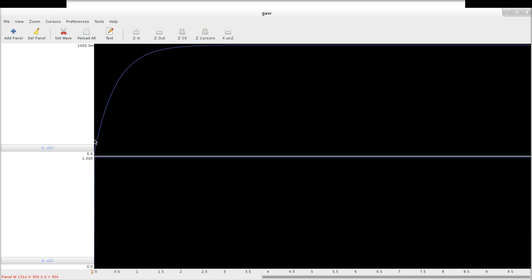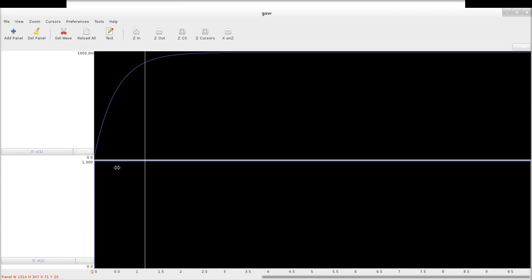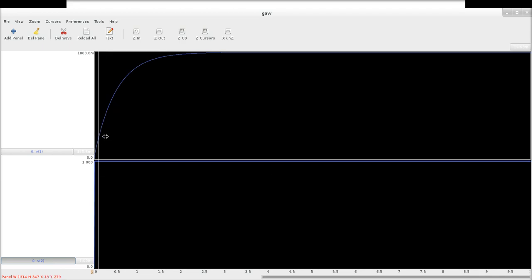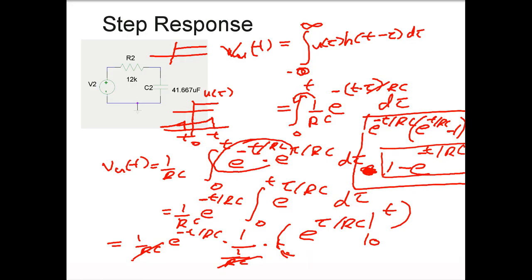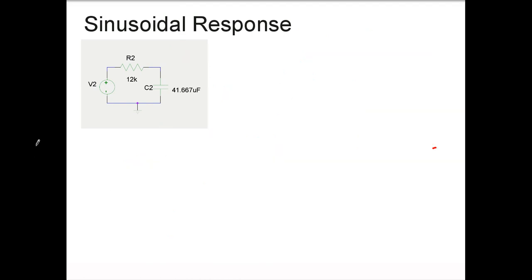I'm not sure if you can see this input, it rises to 1 and it continues at 1. It's a very thin blue line. Anyway, this is my step input, and you can see that the response is this rising exponential. And that's a step response. Nothing new, we've already seen this.